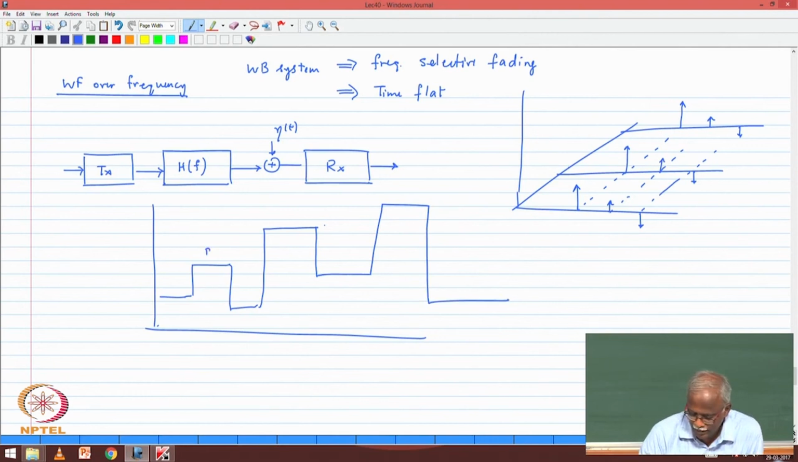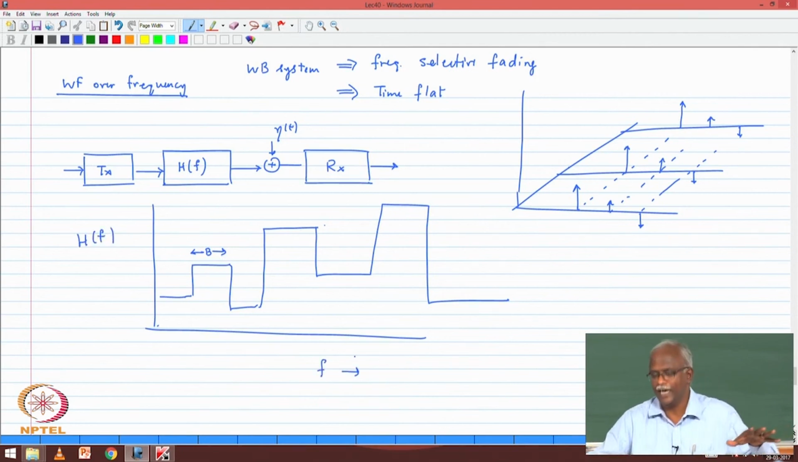Each of them has a bandwidth B. So this is H of f, as a function of frequency. I basically have quantized the response. Now I want to ask you what is the SNR of this particular bandwidth B.